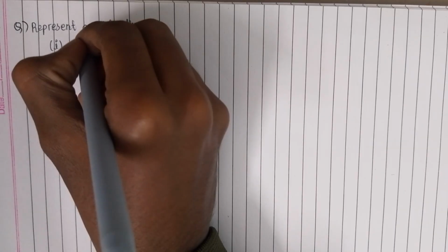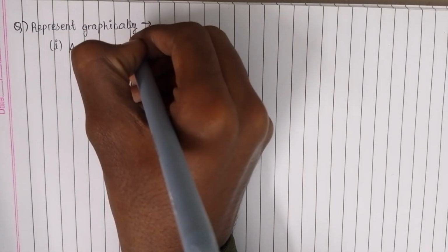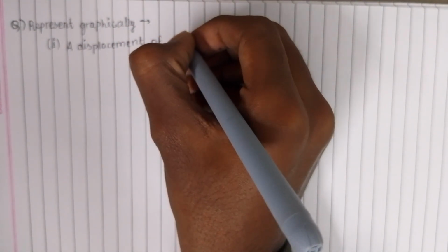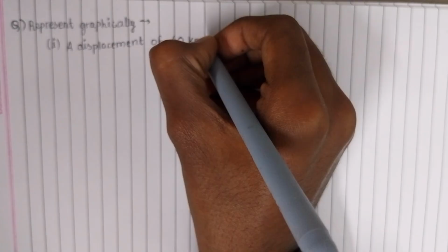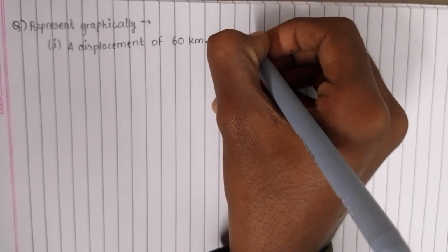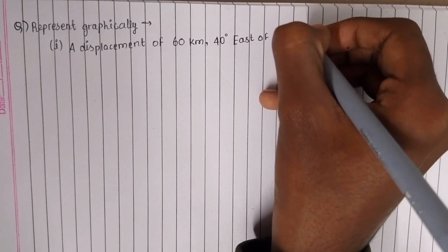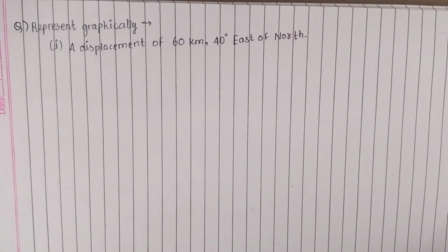A displacement of 60 kilometers 40 degrees east of north. A displacement of 60 km 40 degrees east of north. How will we show this one?